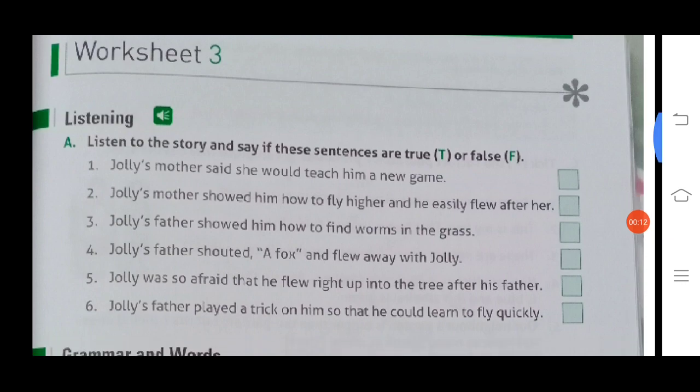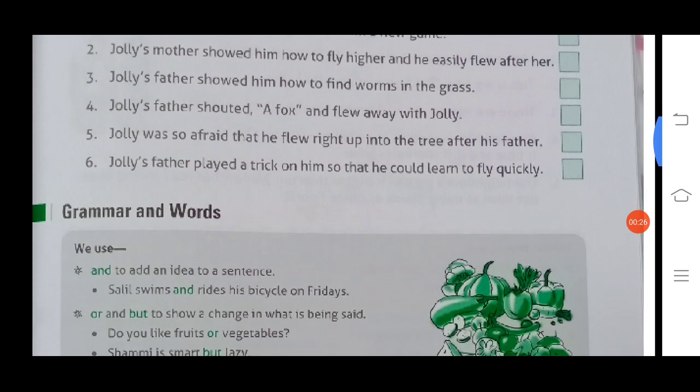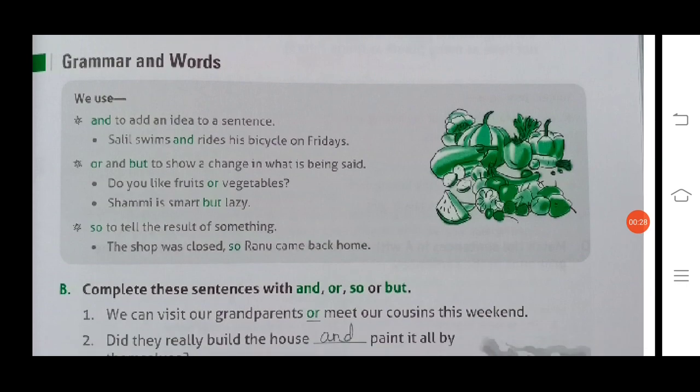Okay, so the workbook portion you have to complete in your workbook itself. You don't have to make a copy for it. Okay, so now let us begin. Exercise A is the listening part that we will not do. We'll just begin with grammar and words.